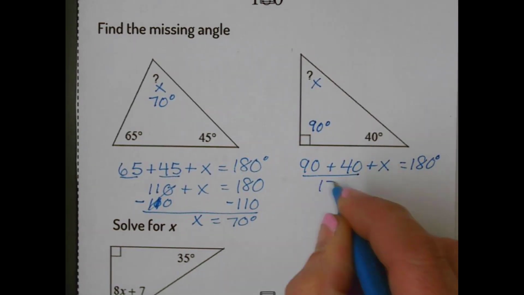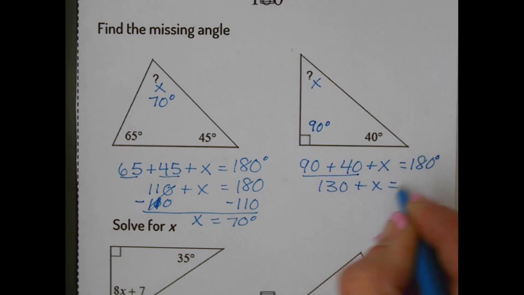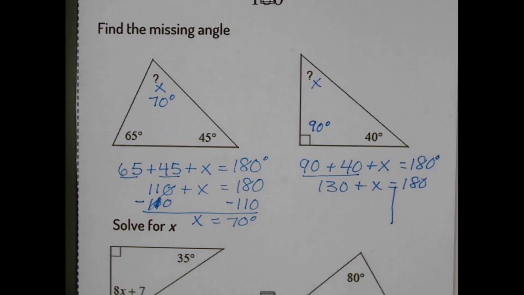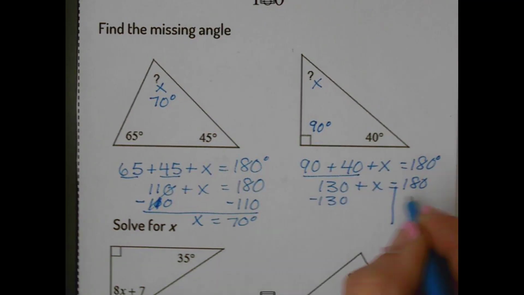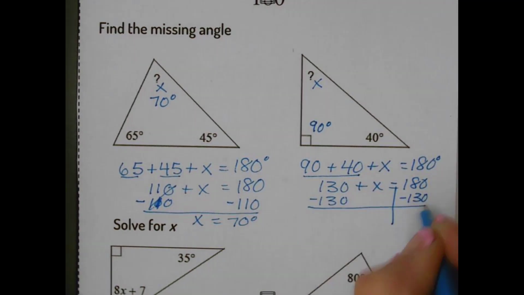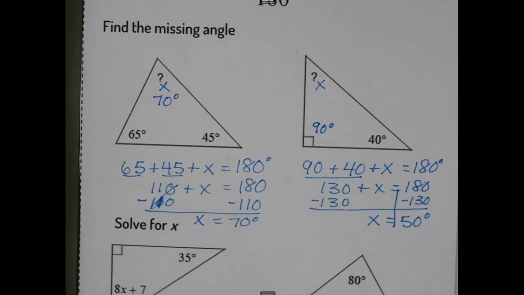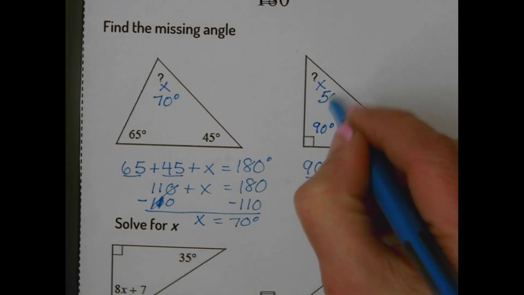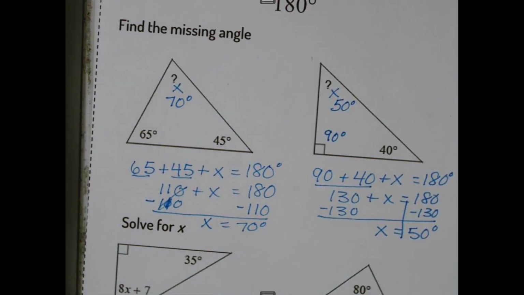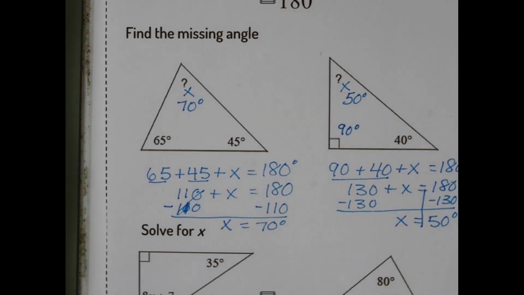Add those constants together. And just like on the other equation, I'm going to subtract 130. We always should get a positive answer for an angle. That wouldn't make sense if we ended up getting a negative. If we put 50 in for the missing angle, we add those up, and indeed it does equal 180 degrees.